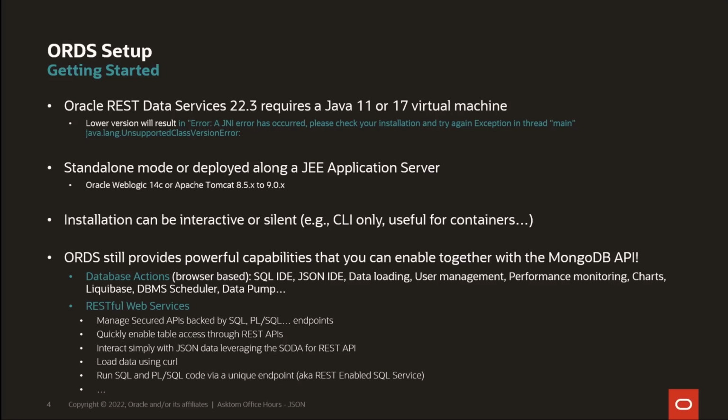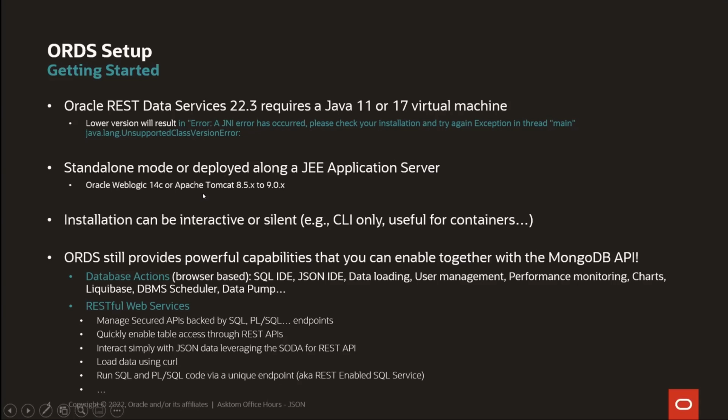I just grabbed some of the most famous errors that we encounter, like, for example, not selecting the proper JVM version. We need 11 or 17 right now, and those are two LTS versions. Then you can deploy ORDS and the MongoDB API using standalone mode, or you can use your Java EE application server. We do support WebLogic and Tomcat.